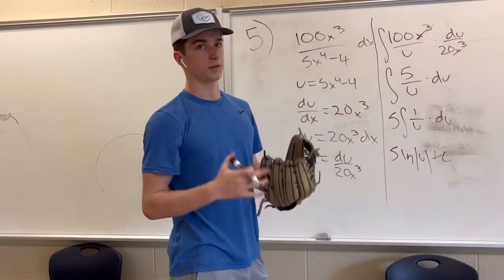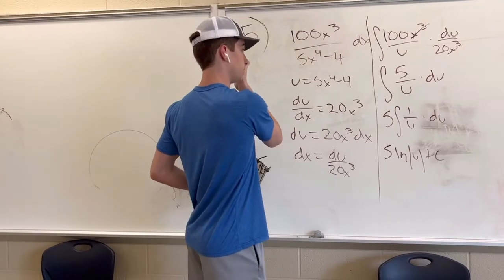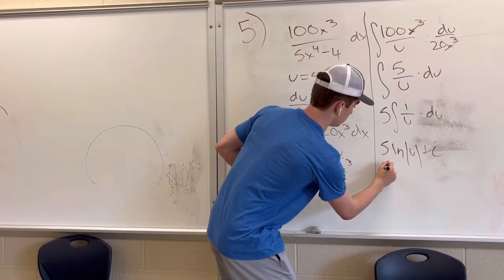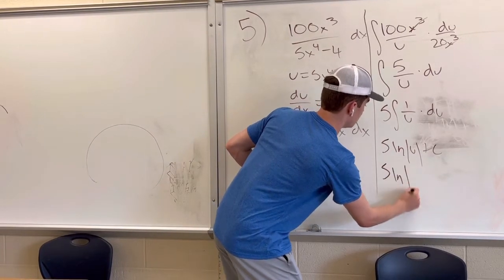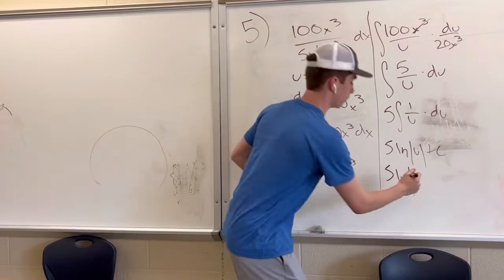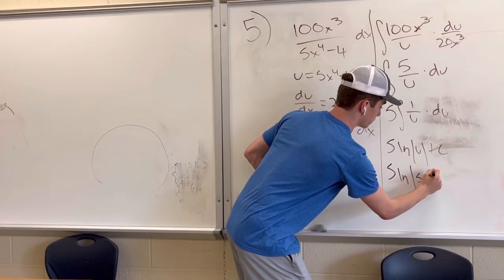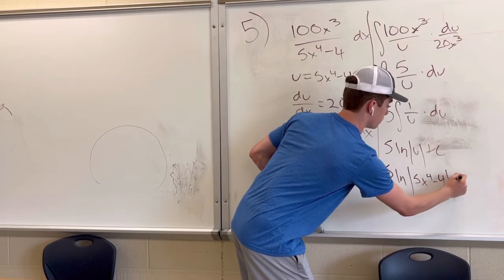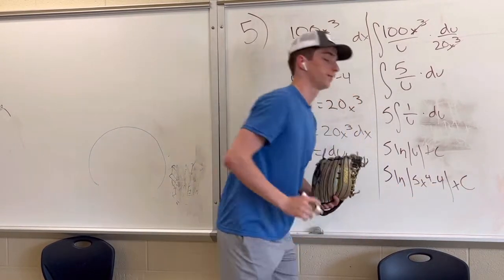And then you have to sub in the u back to the starters. And that's just going to turn the u into 5x to the power of 4 minus 4. So 5 ln of 5x to the power of 4 minus 4 plus c.